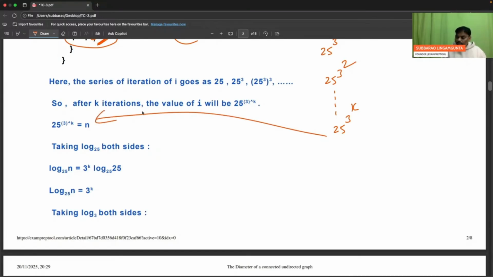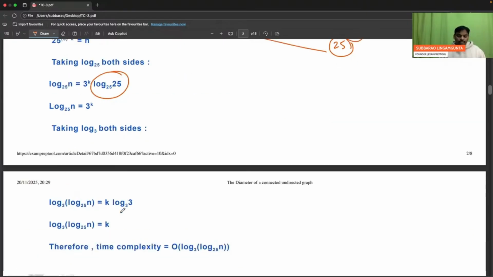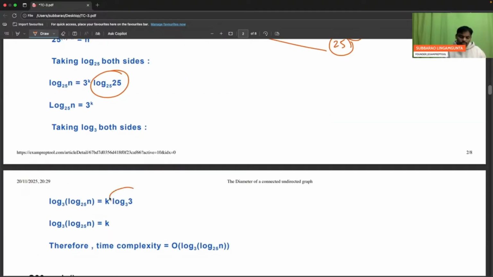Apply log. So remember, inner, right? The initial one is 25. Apply log base 25, so that it will go. Next one, now this one falls down. Now apply base 3. Then when you apply base 3, I think that will also go. Log 3 base 3 also will go. So finally, k is log log n. Inner base is 25, outer base is 3.